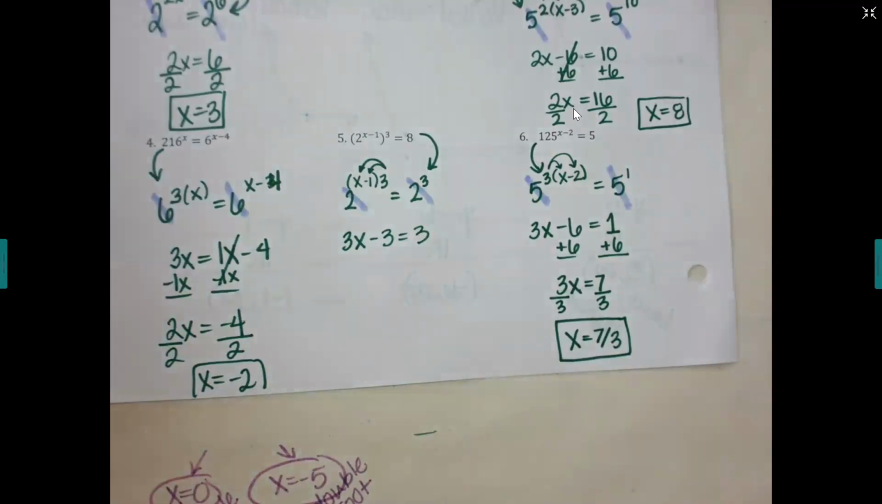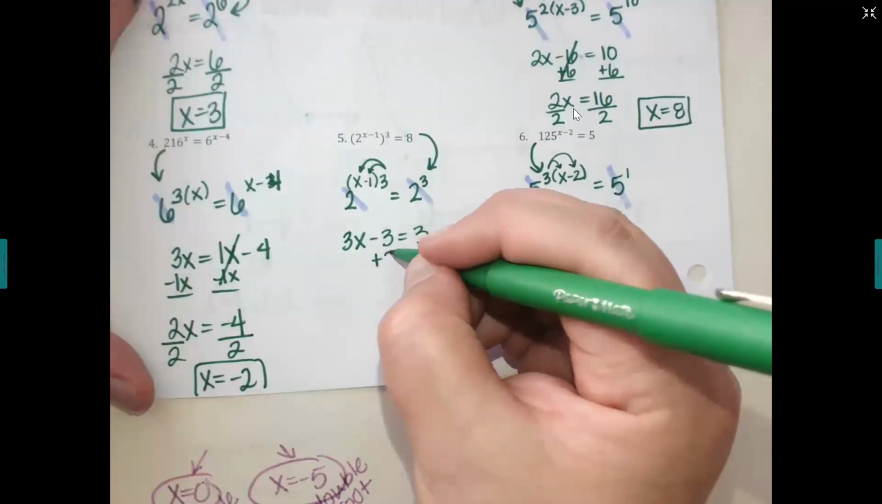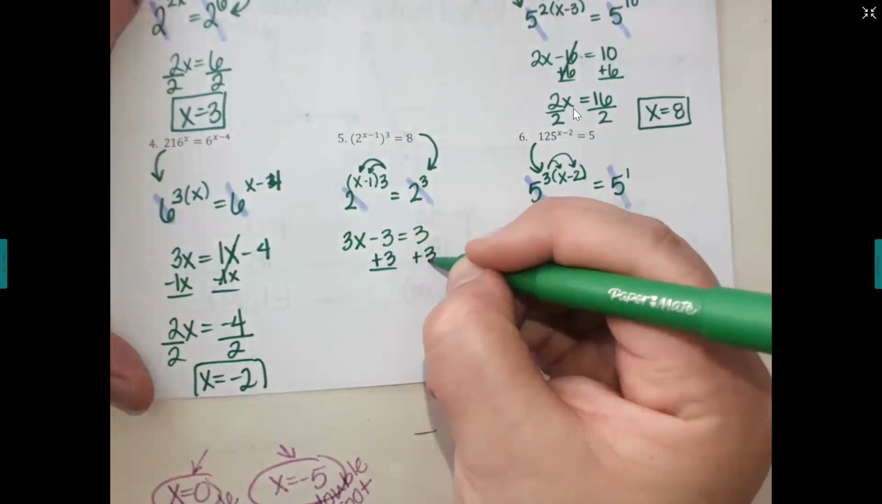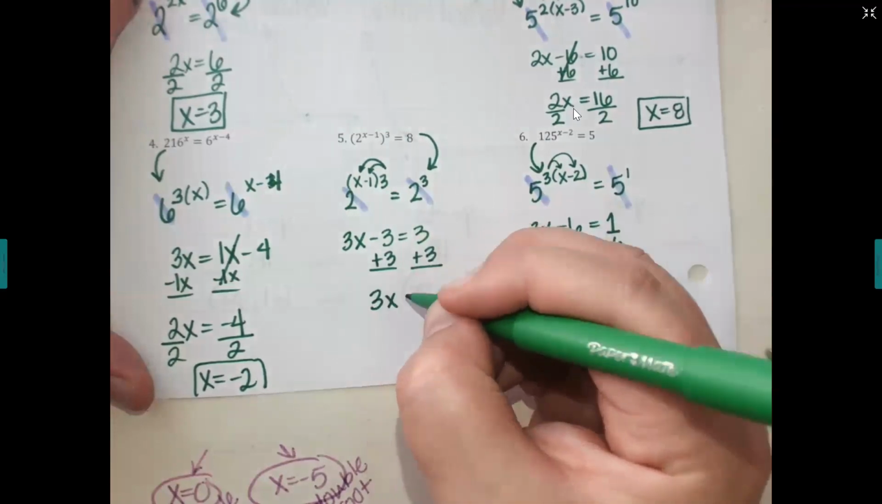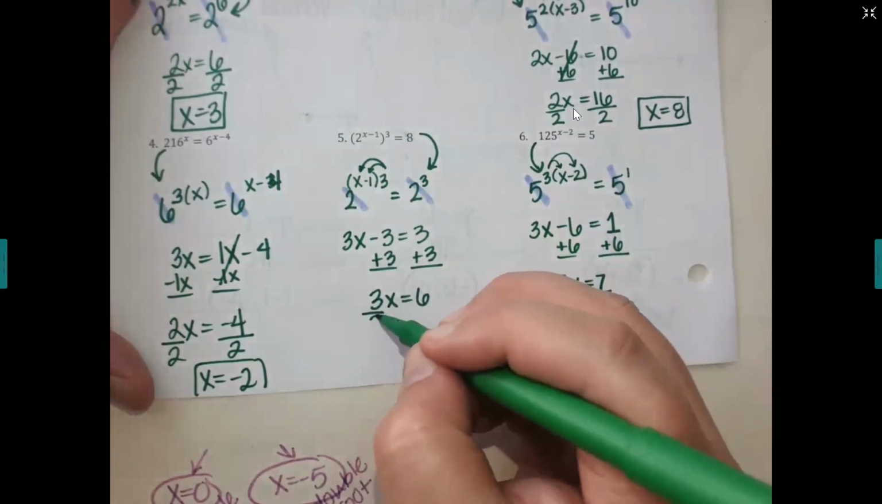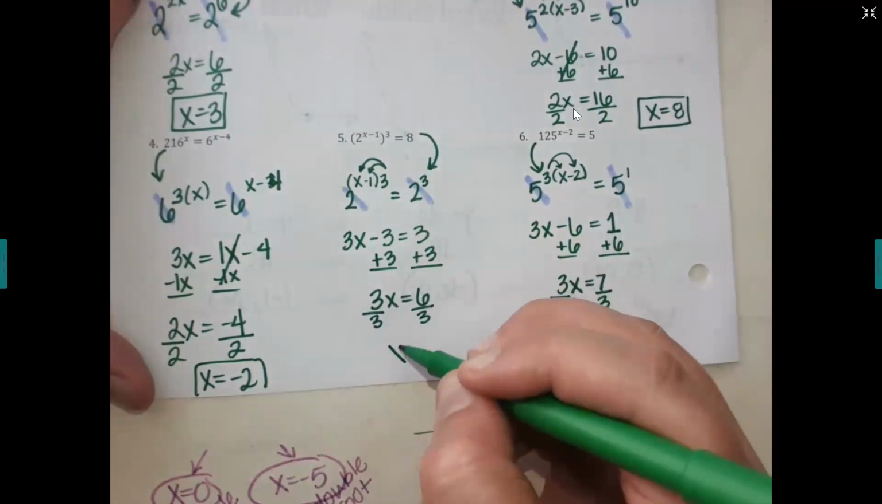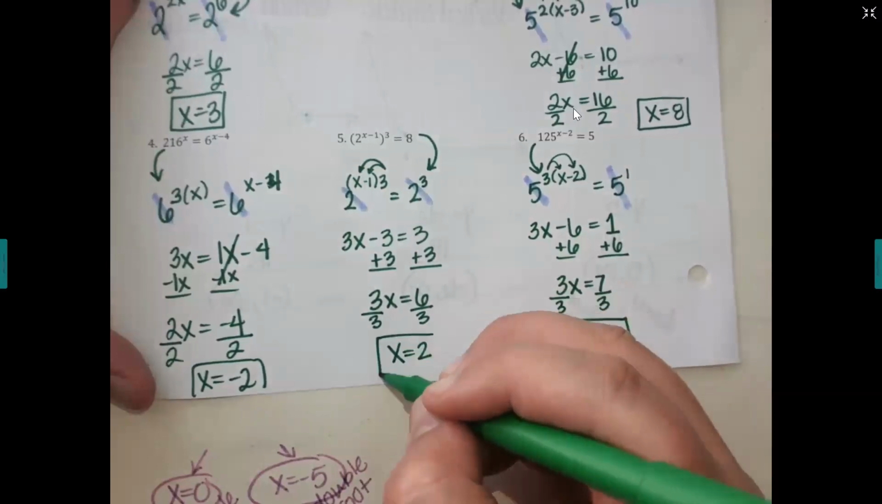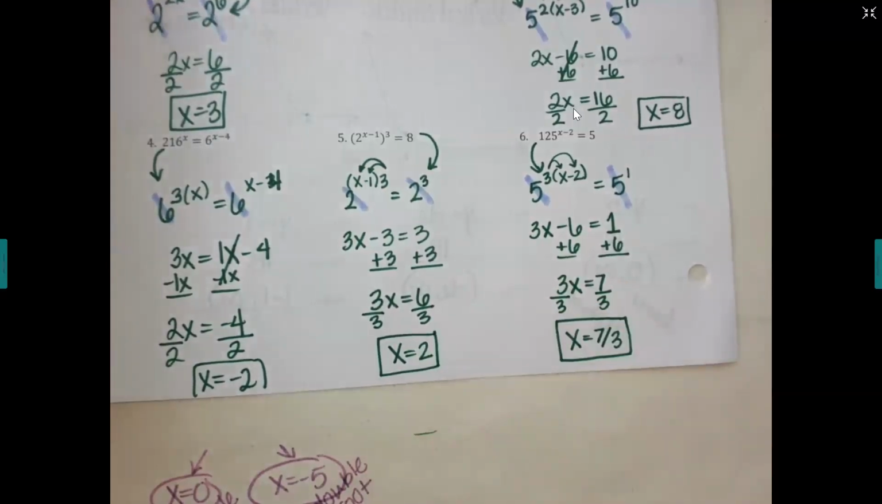Add the 3 across, what do you get? Okay, that'd give us 3x equals 6. And then divide by 3, final answer would be what? 2. Okay. How are we feeling on that? A little bit okay? Yeah. All right, go ahead and turn the page.